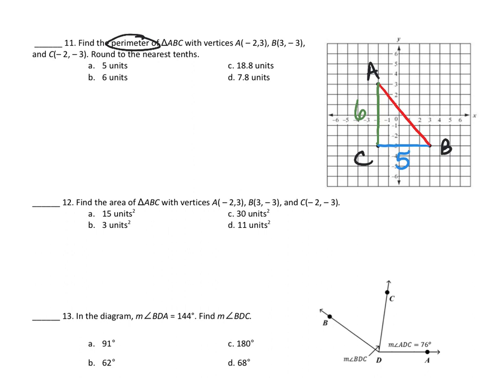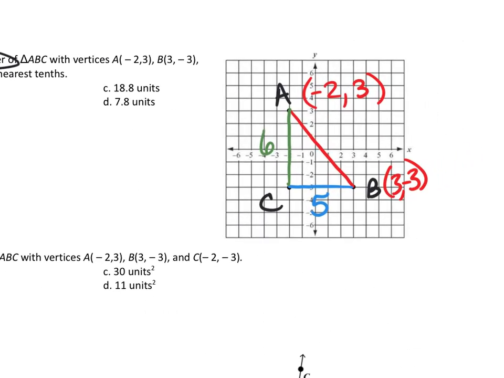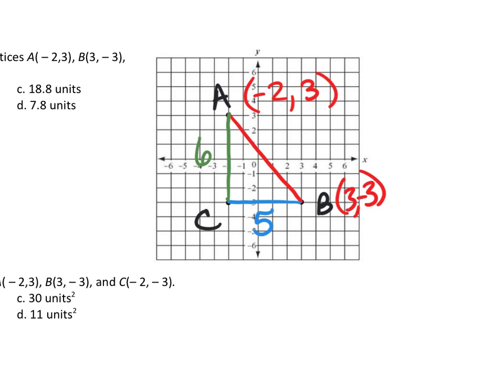We need to know the red side. The red side is not something we can count because the red side is tilted. But we know that the red side has the coordinate points of negative 2 comma 3, that's A, and 3 comma negative 3, that's B. If I was showing my work from an online test, here's what I would do for the following. I would write down those coordinate points and I would label them x1, y1, x2, y2.